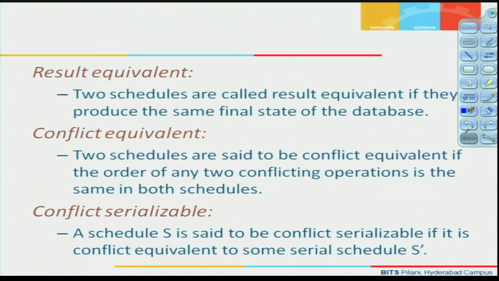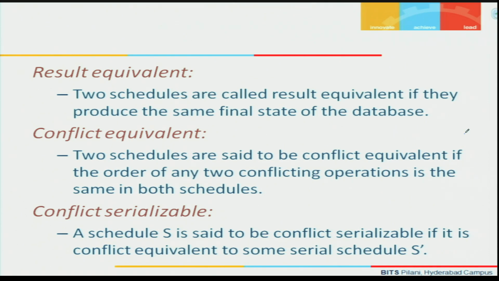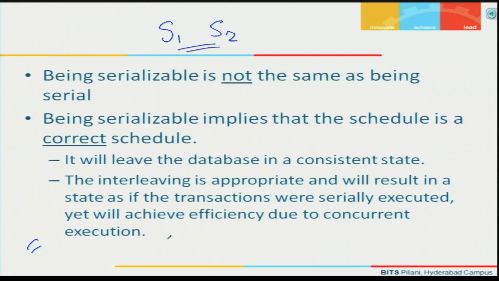Conflict equivalent. Two schedules are said to be conflict equivalent if the order of any two conflicting operations is the same in both schedules. And in the previous example, S1 and S2 were conflict equivalent, because the order of conflicting operations in both of them is the same, but the order of non-conflicting operations has been modified. And what is conflict serializable? A schedule S is said to be conflict serializable if it is conflict equivalent to some serial schedule S dash.